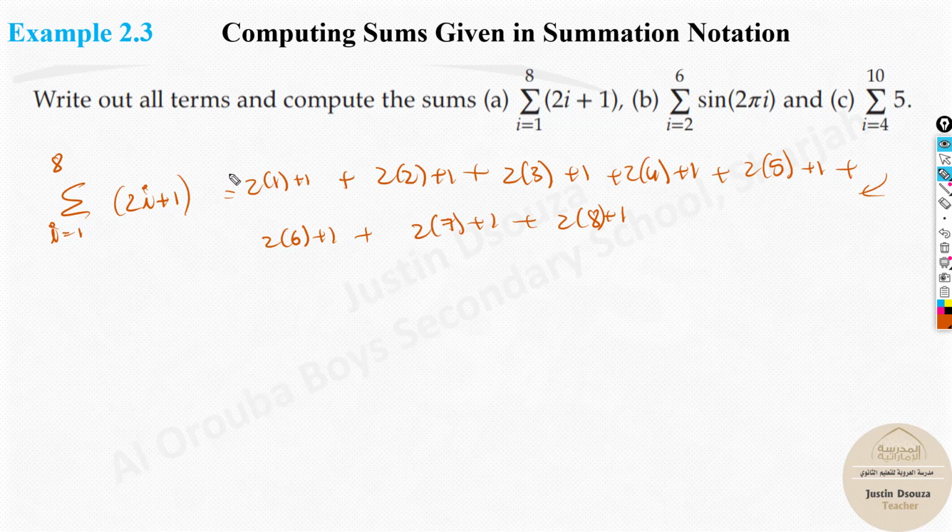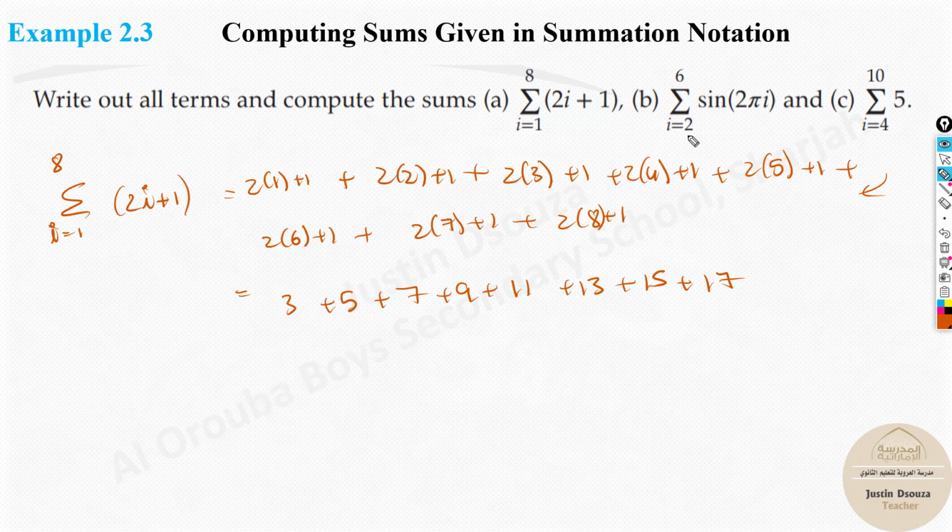Now, if you sum them up, first let's simplify them. It'll be 2 times 1 plus 1, which is 3. Here it'll be 5, 7. They're all odd numbers basically. 9, 11, 13, 15. So 3, and there's one more, that is 17. Now, if you add them all up, that would be the answer. So this is how we do it manually.